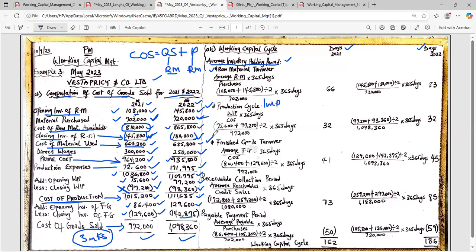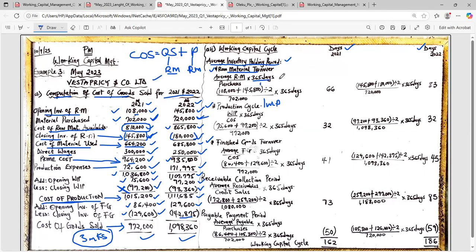You just need to do it for only finished goods. So let's calculate our inventory now. Our inventory holding period for raw materials first. What is the formula? Average raw material divided by purchases times 365 days.